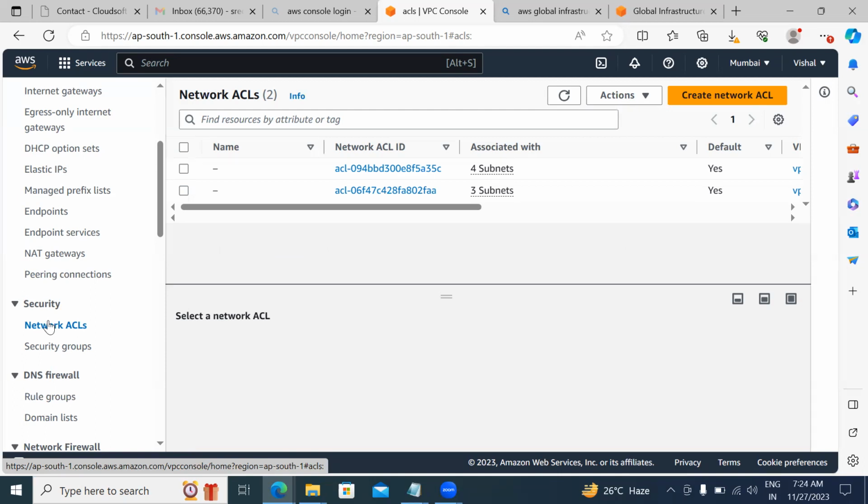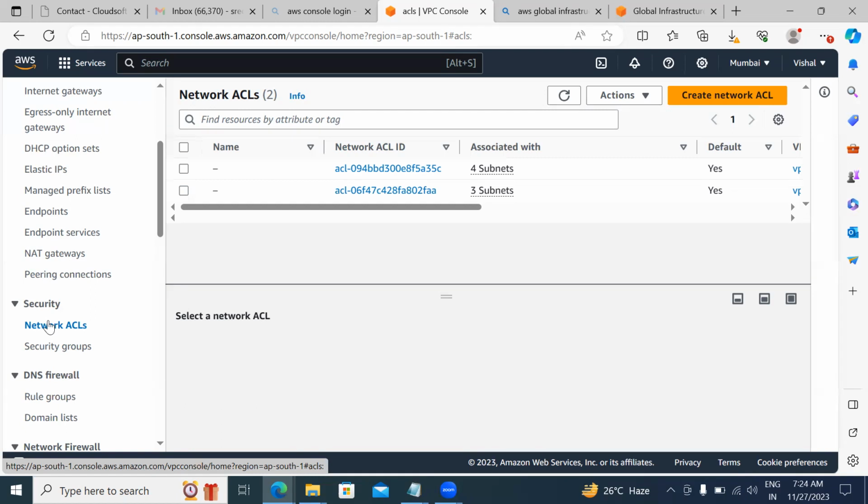Say we have apartments. At the entrance, you will have one security. Near your flat also, we may have maybe a security grill. Security group is firewall rules at instance level. NACL is at the subnet level.